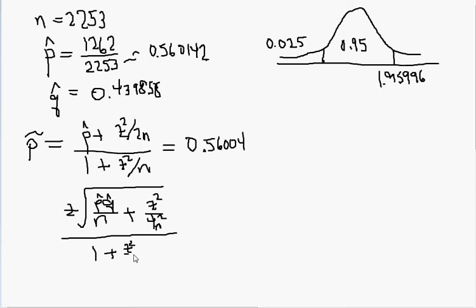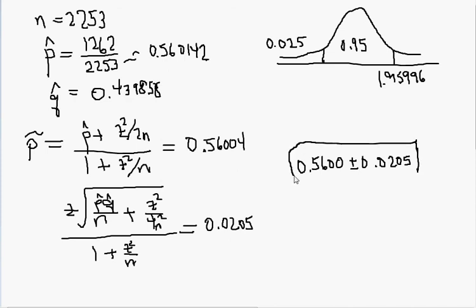And then we plug this into the calculator very carefully, and we get 0.0205. So the final answer, to 4 decimal places, is 0.5600 plus or minus 0.0205. And that is the 95% confidence interval.